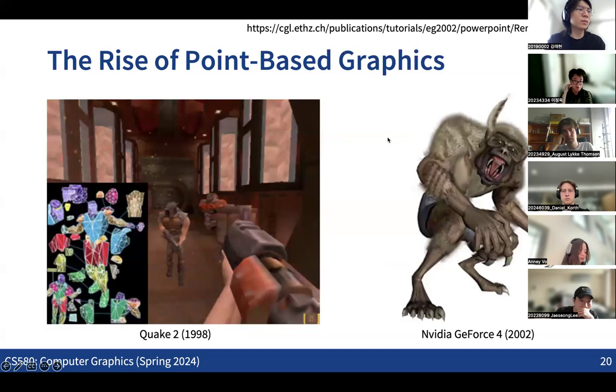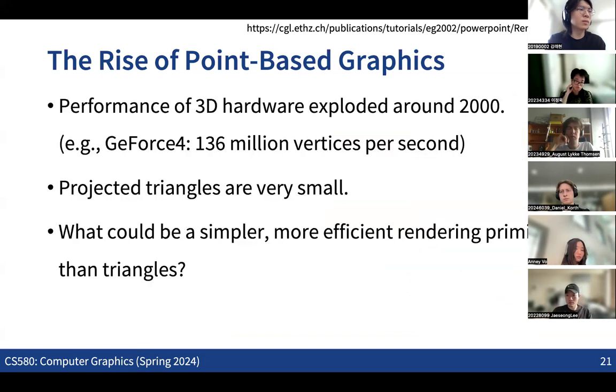And at that time, more than 20 years ago, people started looking into ideas about point-based graphics for multiple reasons. One of the reasons is that at the time we started to see advances in GPU techniques. The GPU at the time could render more than 100 million vertices per second, which was actually quite fast at the time.